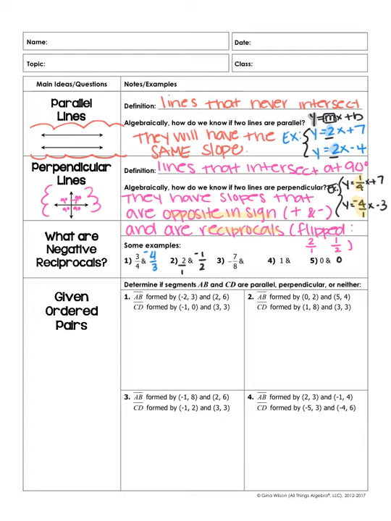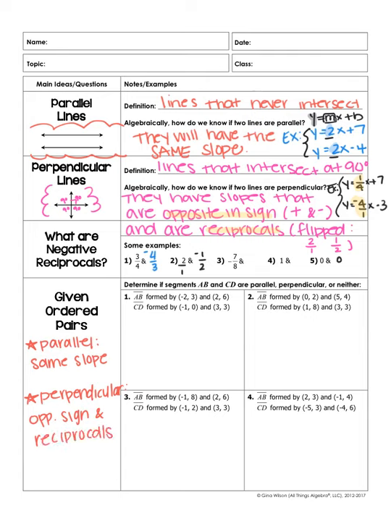All right, the next little bit says, determine if segments AB and CD are parallel, perpendicular, or neither. We're going to do exactly what we just talked about to check. To check if things are parallel, we would check to see if they have the same slope. To check if they are perpendicular, they have to be opposite in sign, so one is positive, one is negative, and reciprocals, so flipped versions of each other. If neither of those things happen, then we would say neither.